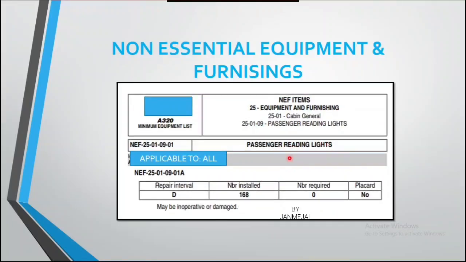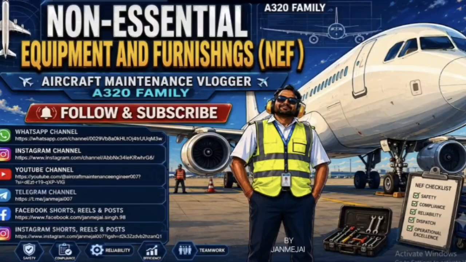We will take one more example, the passenger reading light. This will be your reference number, Cat D, this many are installed, required 0, no placarding, may be inoperative or damaged. So this can be inoperative or damaged, so all can go under the NEF. There are a number of items. We'll go through some quickly: cabin interior trim, carpet, floor covering, curtain, tray tables, demo mask, magazine rack, cabin window trim, cabin window interior panel, seat track cover, armrest, passenger seat cover, backrest cover, crew seat cover. Like this, if you go further, boarding music can also go under NEF.